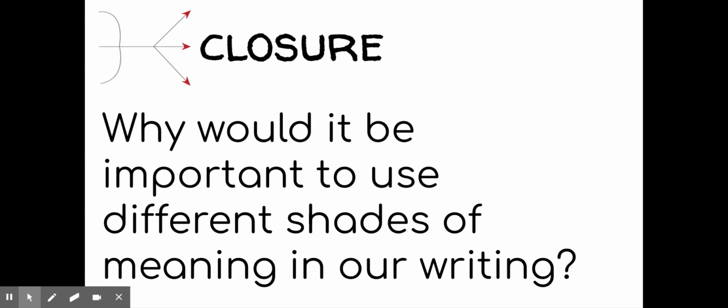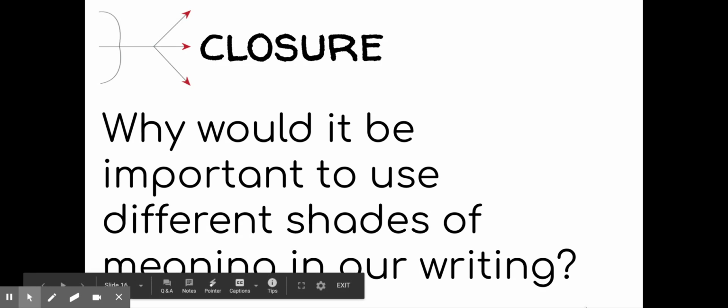When we're using shades of meaning in our writing and we're really thinking about using strong words, we're making our writing more vivid and more explicit and clear for the reader who's enjoying our writing piece. Sometimes it's appropriate to use weaker words. It just depends on what we're writing and who we're writing it for. We really want to make sure that we're being vivid and that we're writing for the audience that we're intending on.